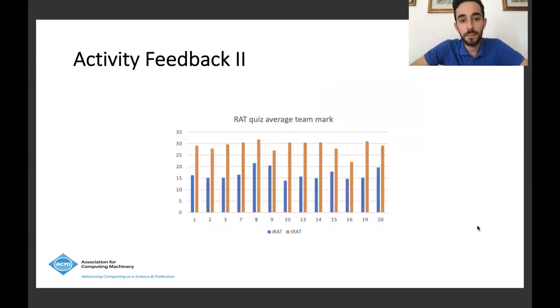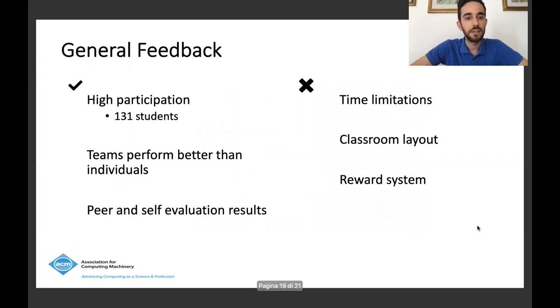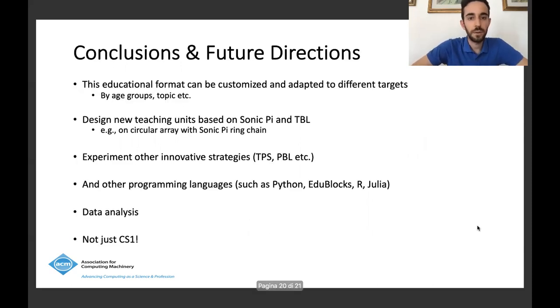The feedback from the second teaching unit is more or less the same, where teams perform better than individuals. So in general, we had a high participation, more than 131 students. Teams perform better than individuals, and peer and self-evaluation results were compatible. On the other hand, we encountered some time and space limitations, and we think that our reward system can be improved.